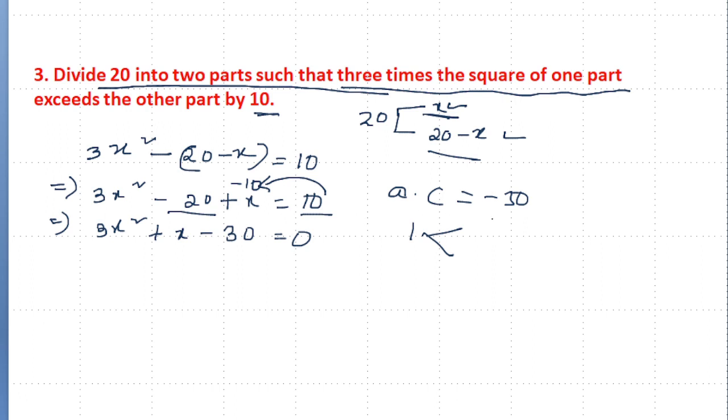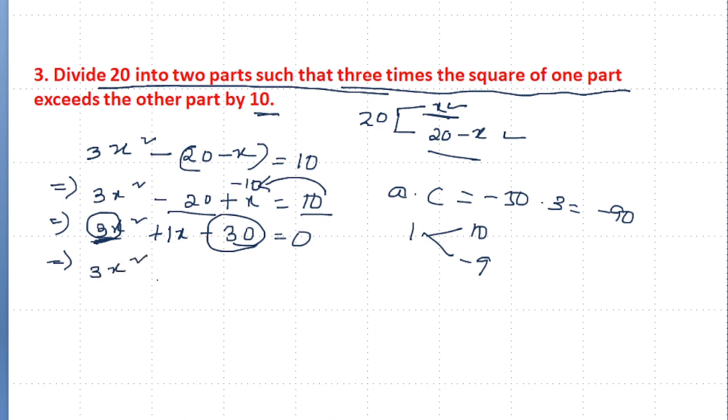Sorry students, here a into c is minus 30 into 3, that is minus 90. Here 3 is there, don't forget it. A into c, this is a and this is c, don't get confused. Minus 90. Now the two numbers are 10 and minus 9. In the place of 1, write 10 minus 9.